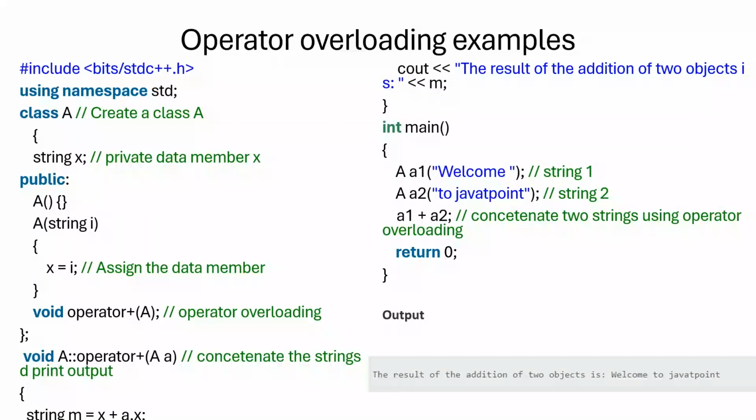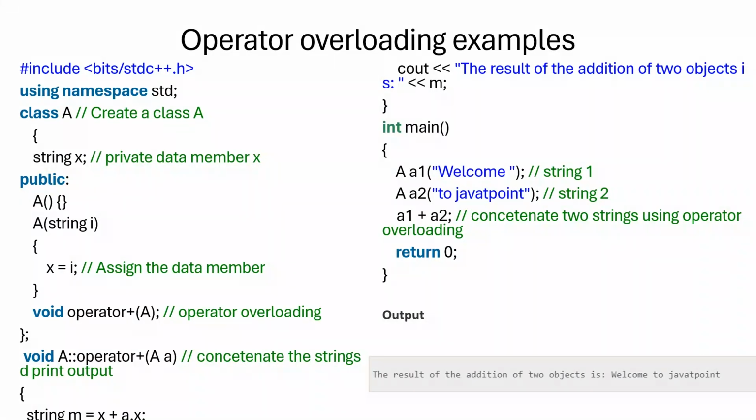In this example, we are going to use the binary operator. We will have two operands and one operator. Here we are creating the class A and declaring the data member as a string, and we are assigning the data member x. We call the operator plus. This is operator overloading. Now we are converting the strings in the operator function, creating x plus A dot x, which gives the result of the addition of the two objects.